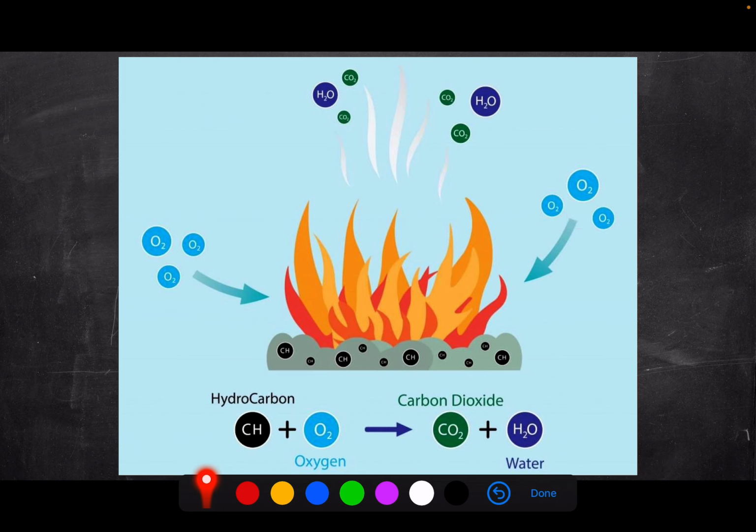And you'll see here that for a combustion reaction to be sustained, that means for it to keep going, you need to keep having oxygen supplied to the reaction. Otherwise, if you have oxygen in the beginning, you can start it, but once you remove the oxygen, it will stop because the oxygen keeps the reaction going.